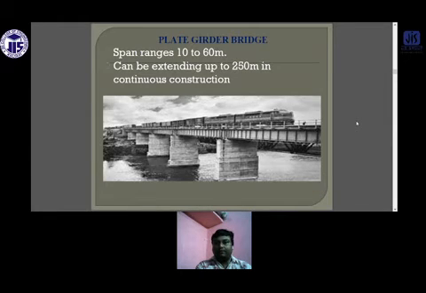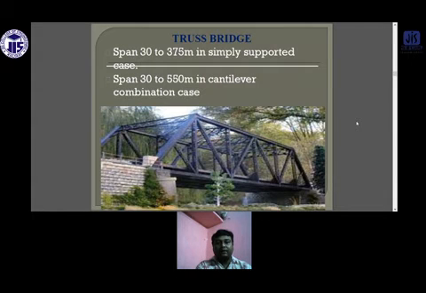Plate girder bridges span 10 to 60 meters, can be extended up to 250 meters, and are of continuous construction. Basically, this type of bridge is used for railways. This is a truss bridge, whose span is 30 meters to 375 meters, simply supported, and for a cantilever combination, it is between 30 meters to 550 meters.